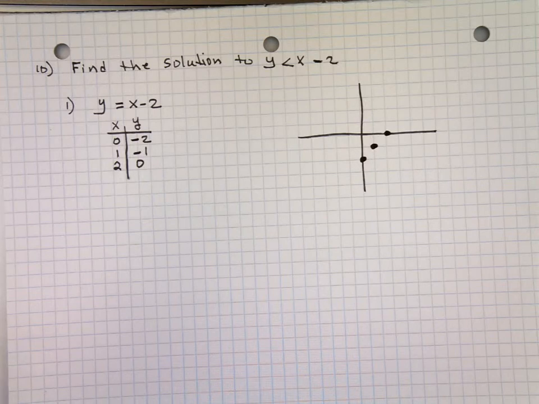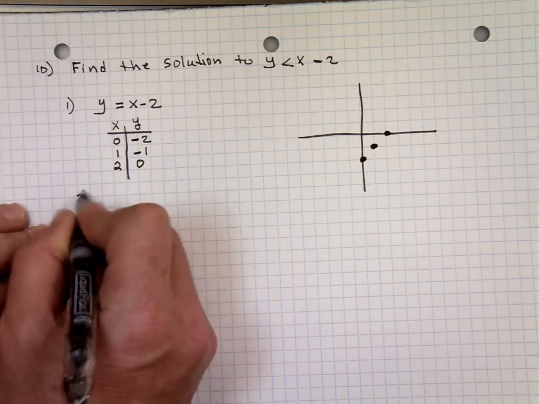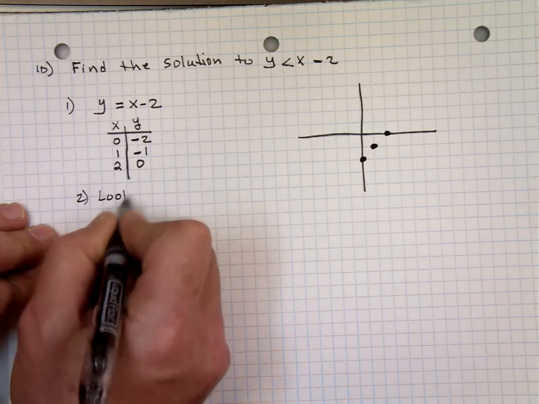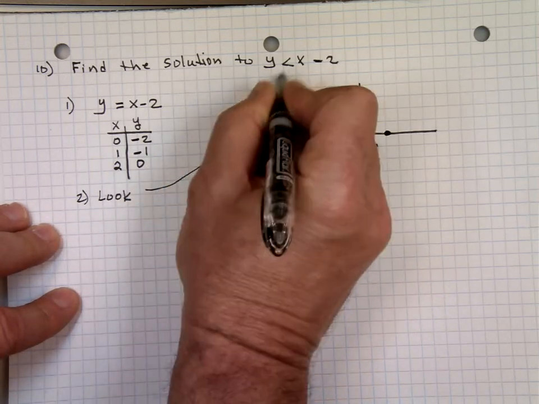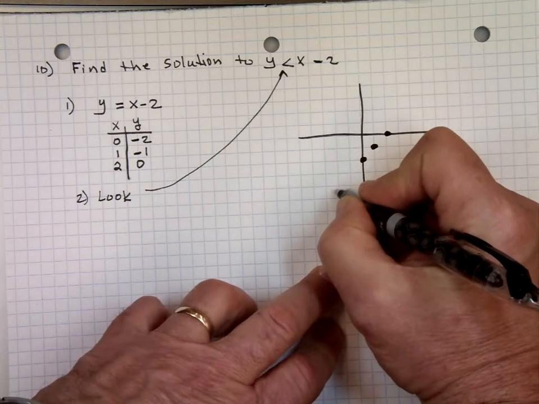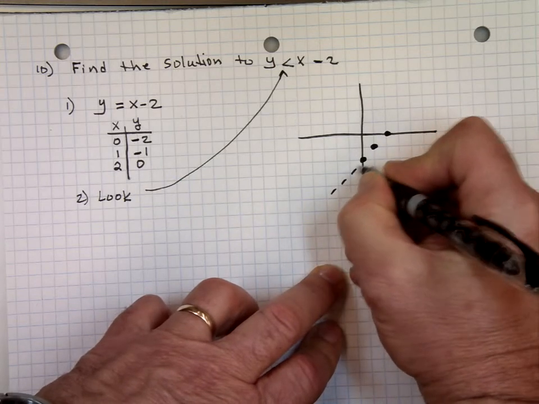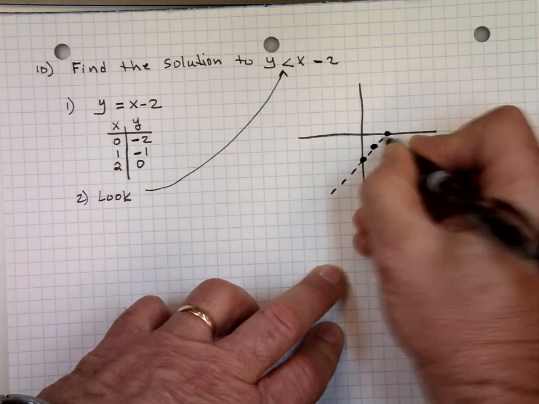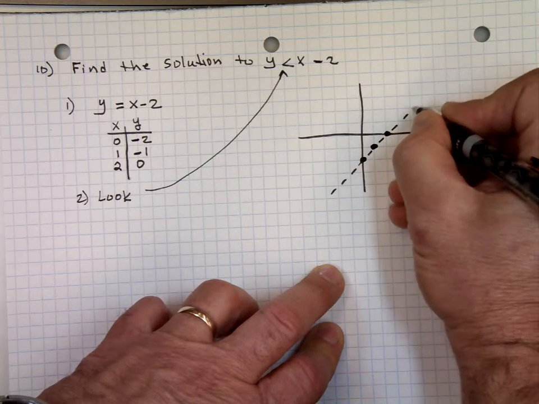Now take a look, step number 2. Look right here. Do we have less than or equal or just less than? Less than. So that means when you connect these points, what are you going to use? A dotted line. A dotted line means the points on the line are not part of the solution.